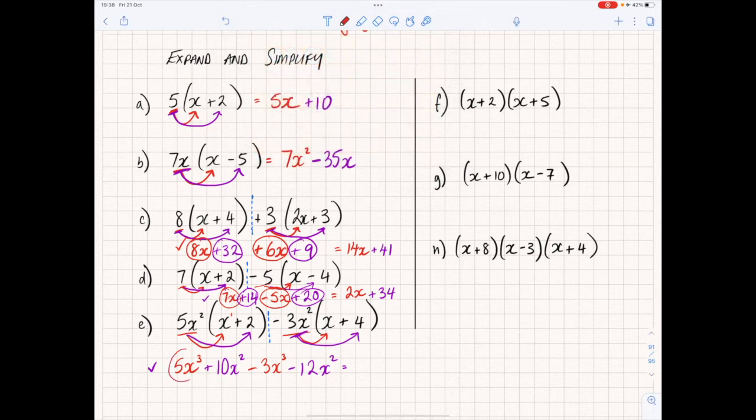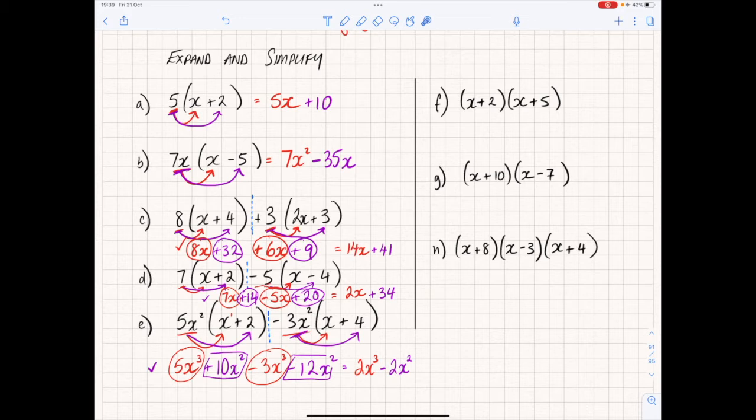So the red parts are still going to be collected, being careful that that is a 5x cubed minus 3x cubed. The reason I can put those two together is because they are both x cubed. Okay, so 5x cubed minus 3x cubed is 2x cubed. So the cubed part makes it a like term. And then the purple bit here, the 10x squared and this minus 12x squared, ends up giving you 10 minus 12, which is minus 2x, but it's now squared.